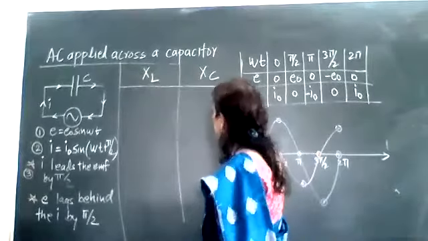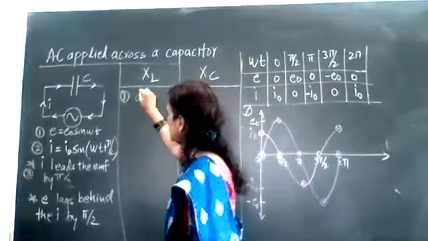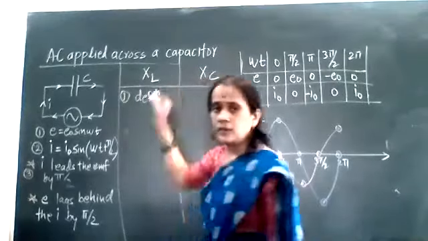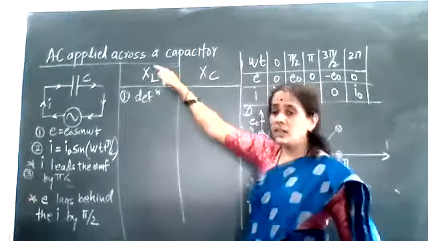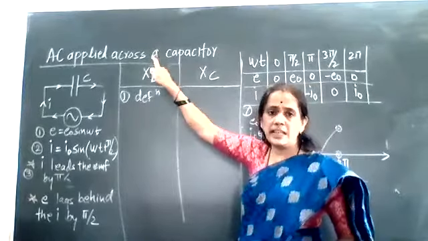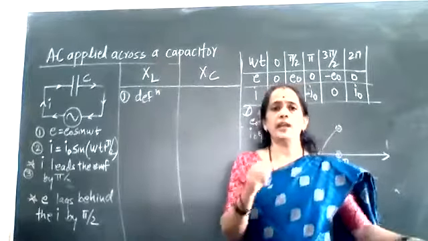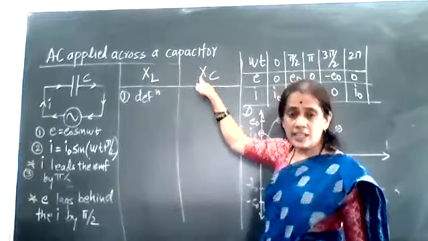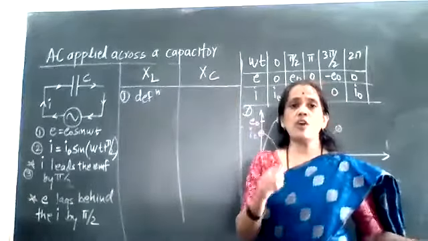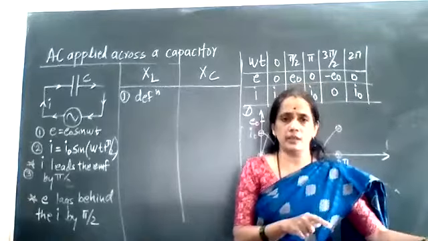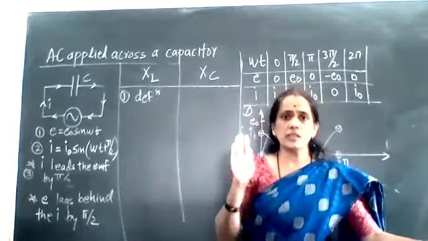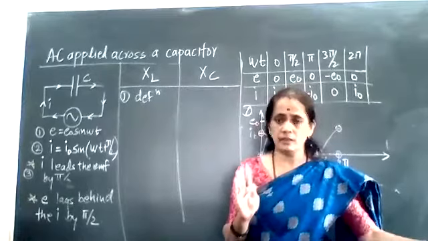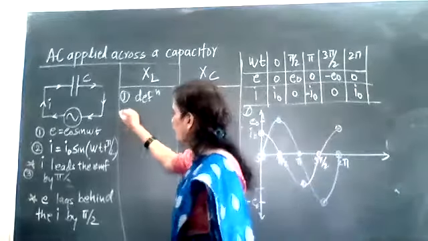The first point is nothing but definition. XL is what? Resistance offered by the inductor when it is applied across AC. Then XC is the resistance offered by the capacitive circuit when it is applied across AC circuit. That is definition. Second point, formula.